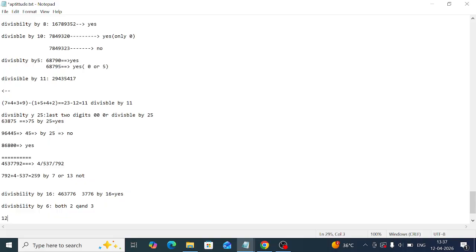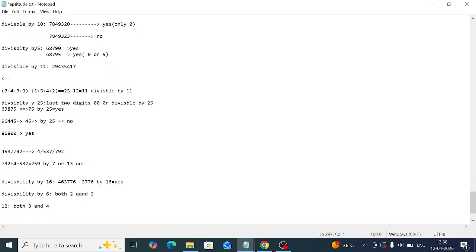Next, a number is divisible by 12 if it is divisible by both 3 and 4. Next, divisibility by 15: a number is divisible by 15 if it is divisible by both 3 and 5.